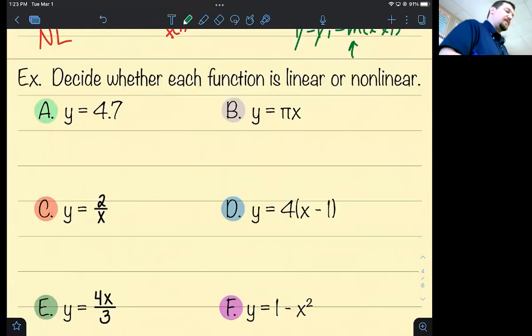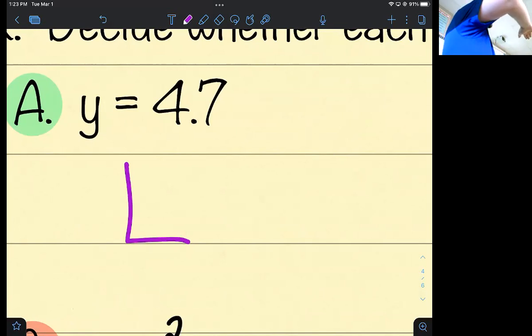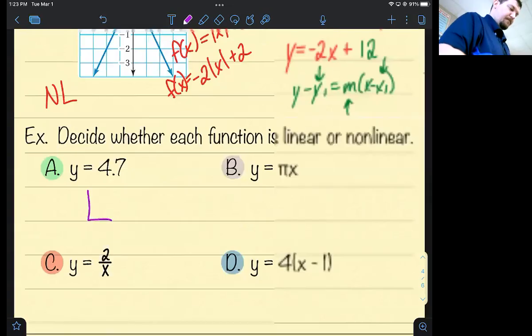Decide whether the function is linear or nonlinear by looking at its equation. Y equals 4.7, linear or nonlinear? Martin, thanks for volunteering. That is true. Why? Yeah, you're exactly right. It's a horizontal line. You could also say y equals 0x plus 4.7. It has a slope of 0. It crosses the y-axis at 4.7. It's still a line. Good.